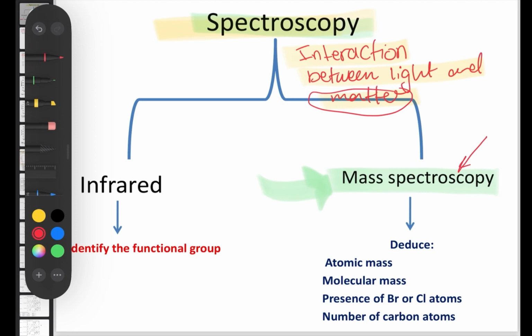This powerful technique, mass spectroscopy, can tell me a lot of details, such as the atomic mass of a certain element in the presence of the isotopes. It tells me about the molecular mass of a certain compound. It tells me about the presence of chlorine or bromine atoms in my molecule, in addition to the number of carbon atoms in my molecule.